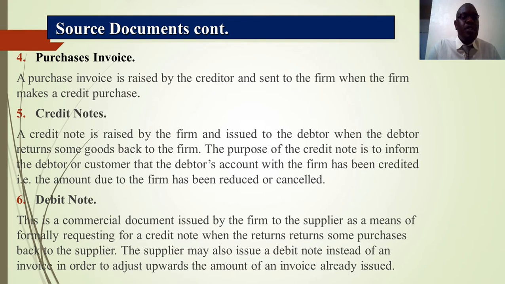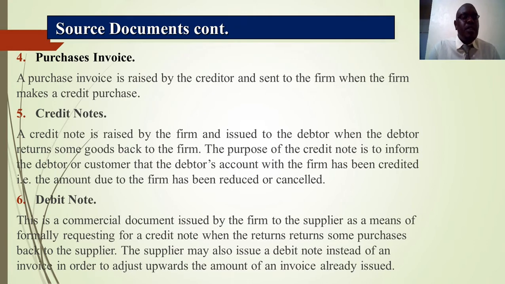So what happens is that the amount of money we were expecting from these clients goes down. The amount of money we were expecting the clients to pay reduces. So we have to prepare a document which informs them that now the amount of money we expect has reduced from this much to this much. So this document is called a credit note. So a credit note is a document which is prepared by the business and is issued to the debtor when the debtor has returned some goods back to the business.